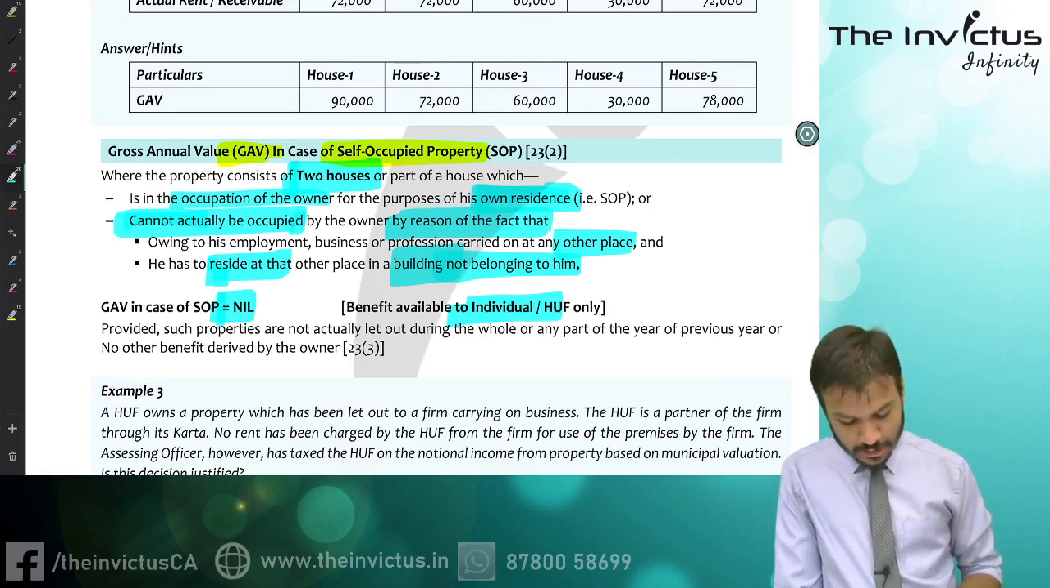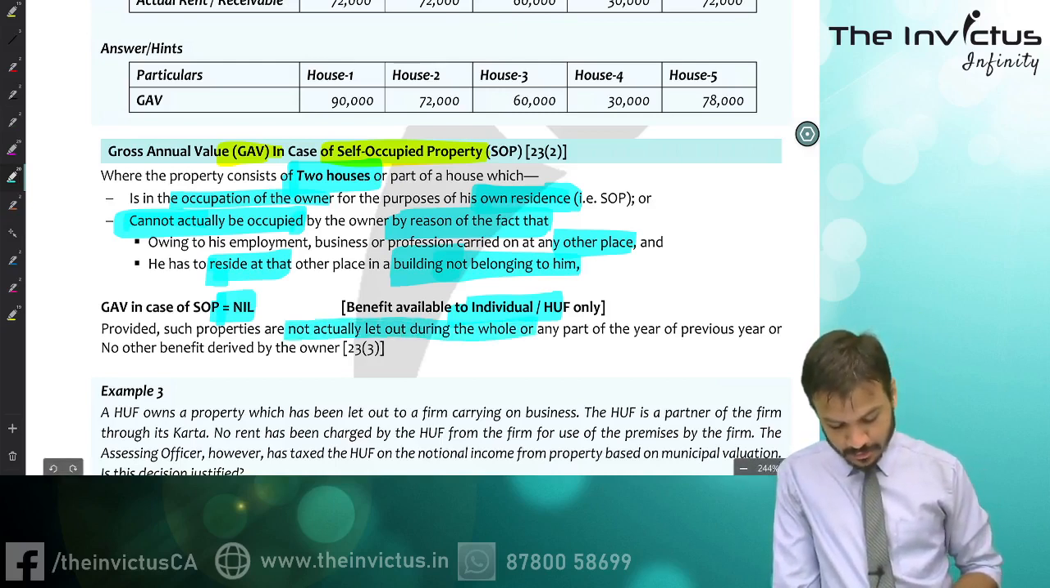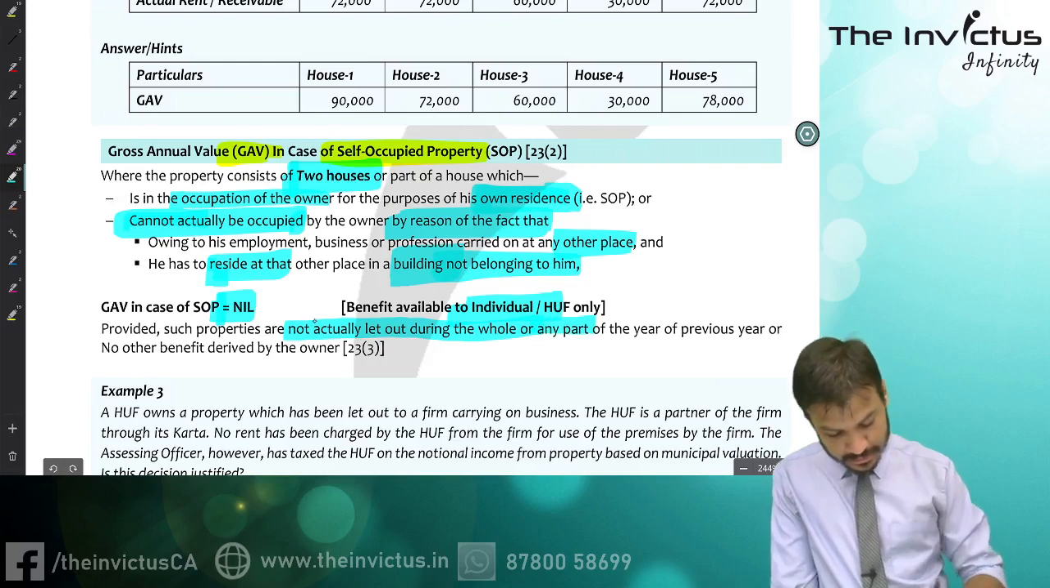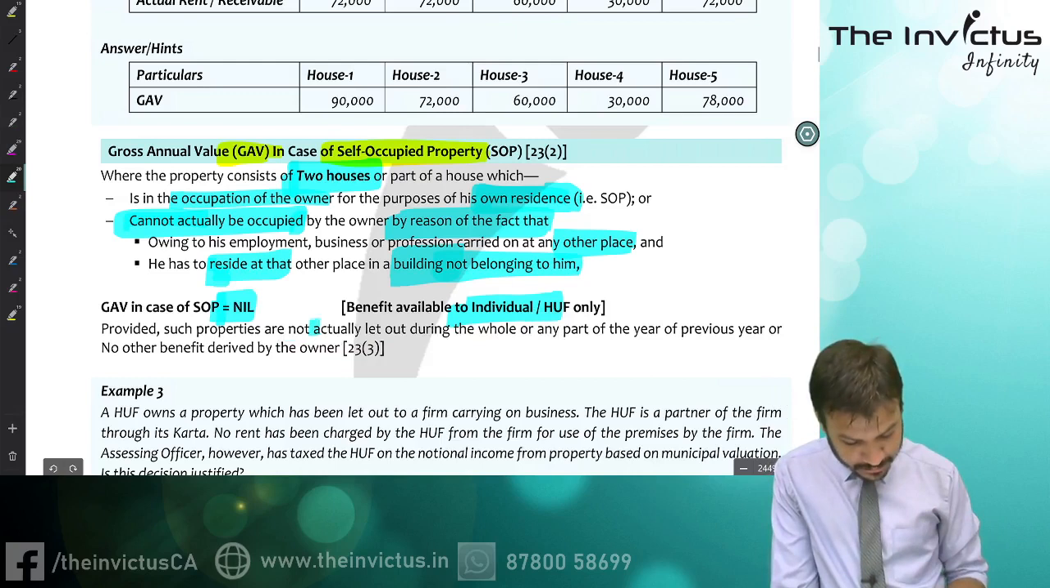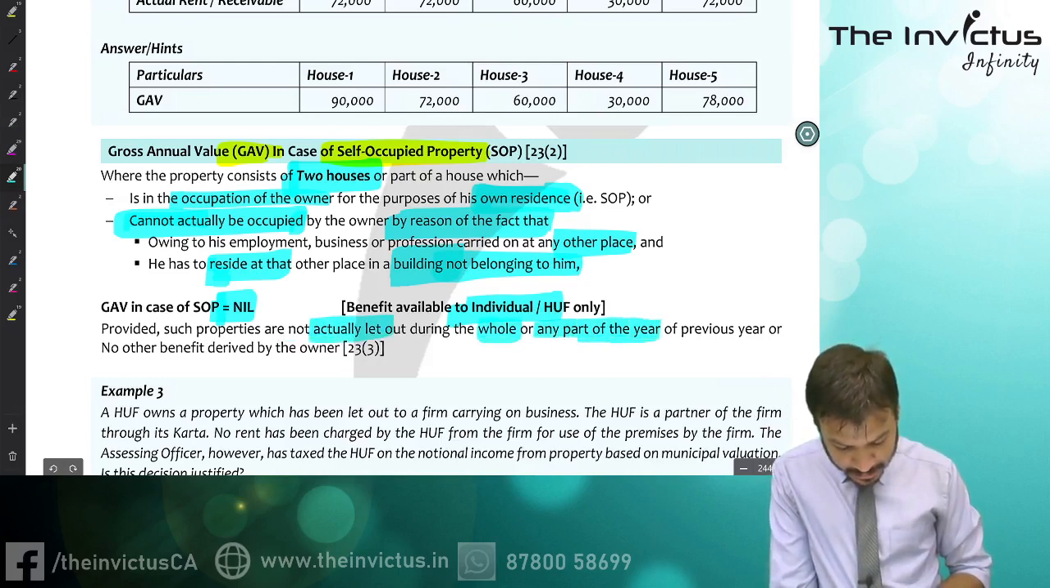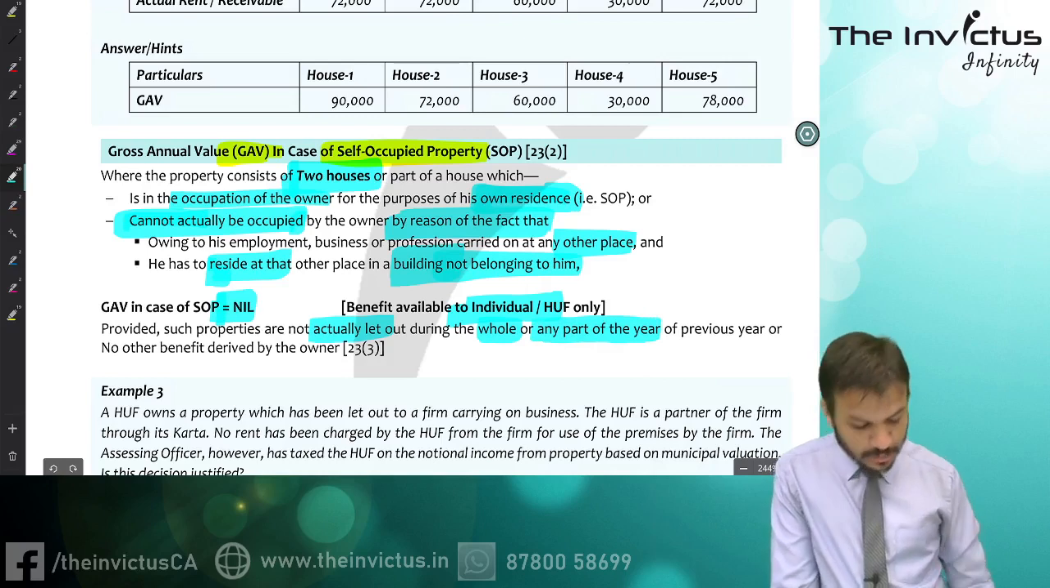Provided such properties are not actually let out during the whole or any part of the year. See, this is important. This property must not be actually let out during the whole or any part of the previous year.